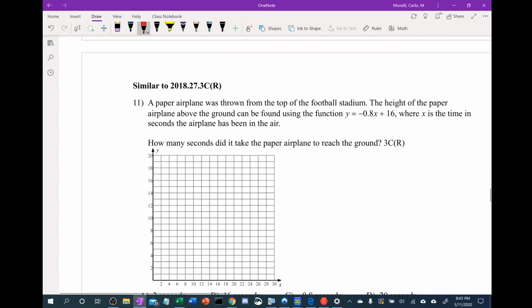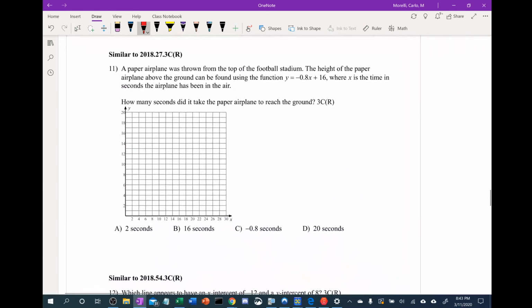Moving on. A paper airplane was thrown from the top of a football stadium. The height of the paper airplane above the ground can be found using the function y equals negative 0.8x plus 16, where x is the time in seconds the airplane has been in the air. Question: how many seconds did it take the airplane to reach the ground?